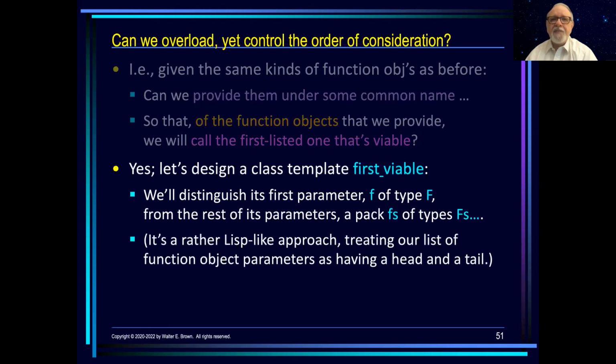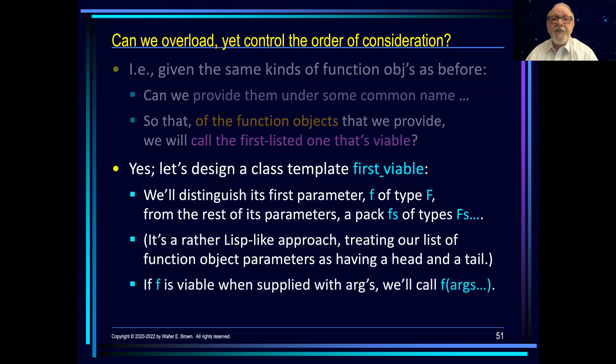And this is rather Lisp-like, isn't it? But this is fairly common when you deal with parameter packs. I'm going to treat it as if it had a head and a tail. A head consisting of one object and a tail consisting of all the rest. And the point is, if the head is viable when I supply it with appropriate arguments, we'll call it. If it's not viable, I'm going to call the first one that's viable from the rest. And that's the entirety of the plan.